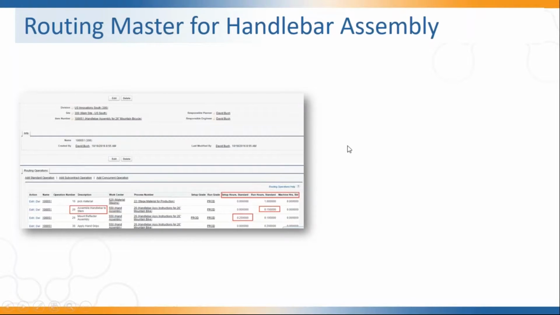Here we have another Rootstock screenshot, this time of the routing for that handlebar assembly. Now, I apologize if it's a little bit difficult for you to see, but I'm going to point out just a few things here that we need to consider. The routing includes the time to build one parent. It includes 3 factors of time: setup, run, and machine, each of which may be used, or one or more may be used.